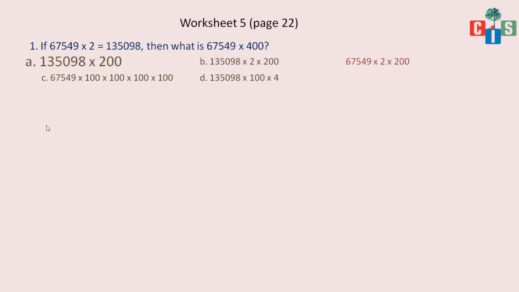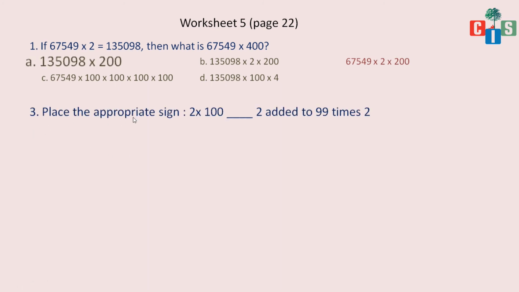Fine. Now the second question. Place the appropriate sign in the expression which says 2 multiplied by 100. Here you have to place the appropriate sign. 2 added to 99 times 2. So what is this exactly? We will see. 2 added means plus sign. 2, 99 times. Times means which operation do you do? Yes, you do multiplication.